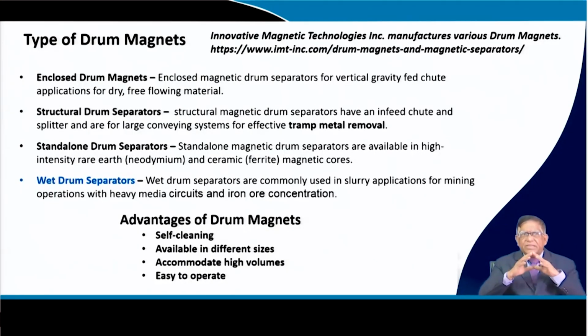Now, there are different types of drum magnets from different companies. You can see the manufacturers' websites to find out. The drum magnet may be an enclosed type. There are structural drum separators, standalone drum separators and wet drum separators. Out of these, the enclosed magnetic drum is used for vertical gravity-fed applications in dry free-flowing material.